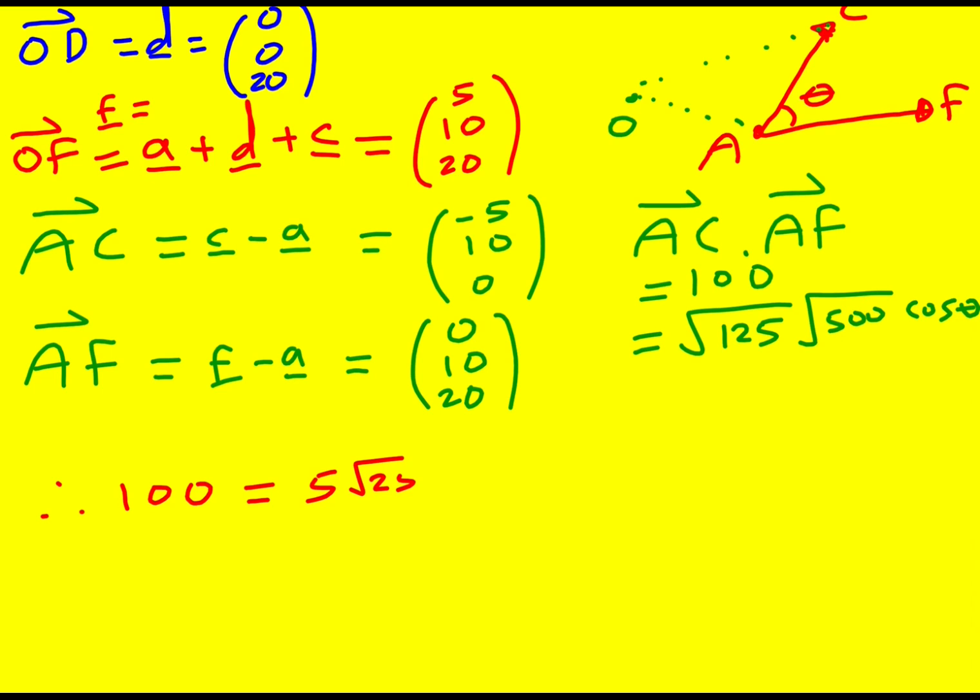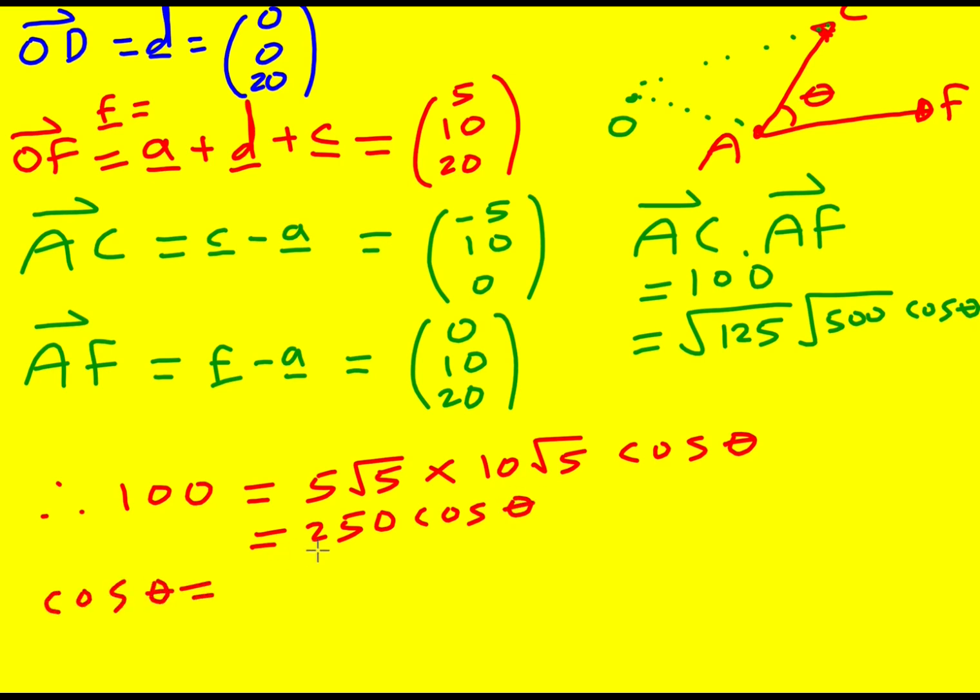Whoops, I've just written 5 times 25. So root 25 times 5. So 5 root 5. And then I'm going to get 100 times 5 here. So it'll be 10 root 5. And the root 5 times root 5 is going to be 5. Times that by 5, 25 is going to be 250. And therefore cos theta will equal 100 over 250. I can cancel that down. 5 goes into this, so it's going to be 2/5.